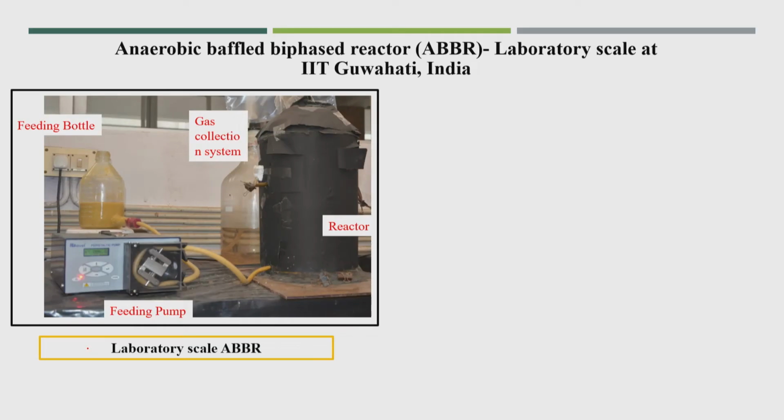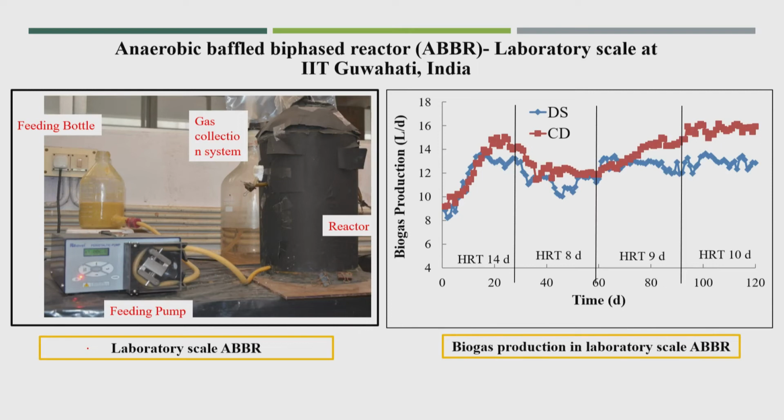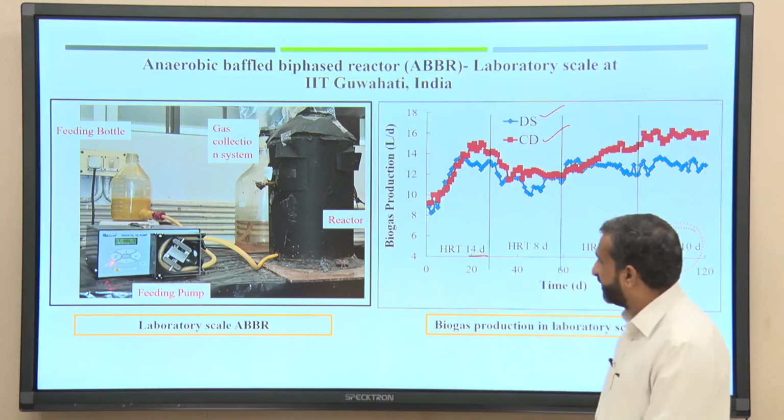This is a laboratory study done on a 20 liter reactor. You see here the different inoculum additions, like digested sludge and cow dung, were compared, and it was found that cow dung is more beneficial than digested sludge as an inoculum in the reactor. They started from a 14 days HRT and found that a 10 days HRT is more beneficial for this reactor.